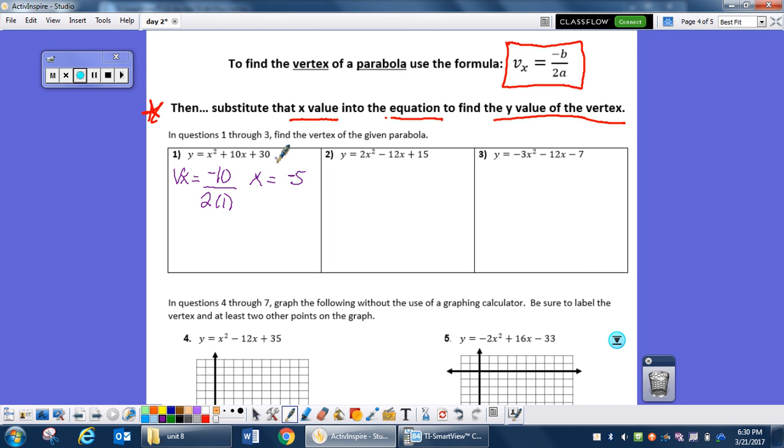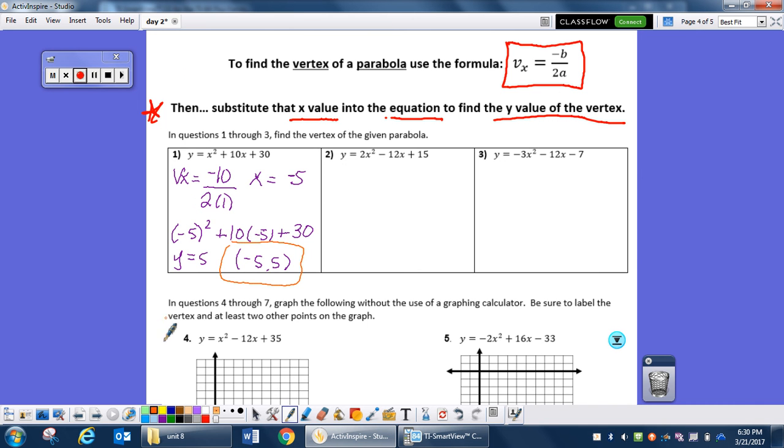Okay? And then to get the y-coordinate, you now have to take that x value and substitute it into the y. Okay? So we're going to have -5 squared plus 10 times -5 plus 30. And I believe you get 5. So that's the y value. So the vertex is -5, 5. Okay? And voila. So you would plot that point.